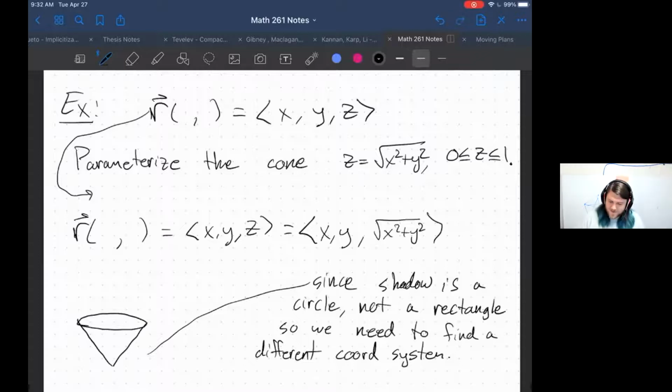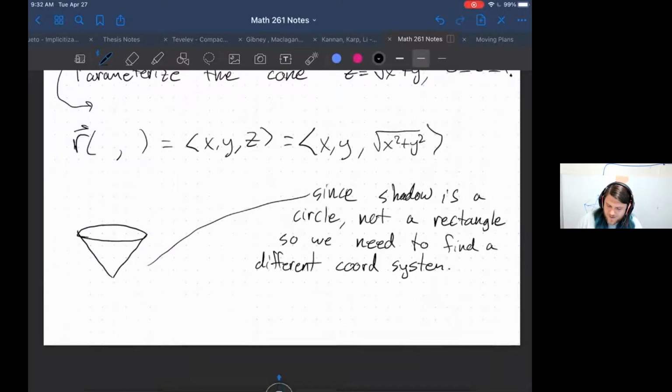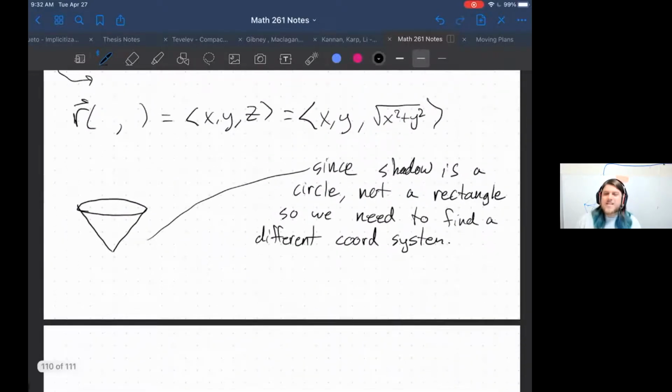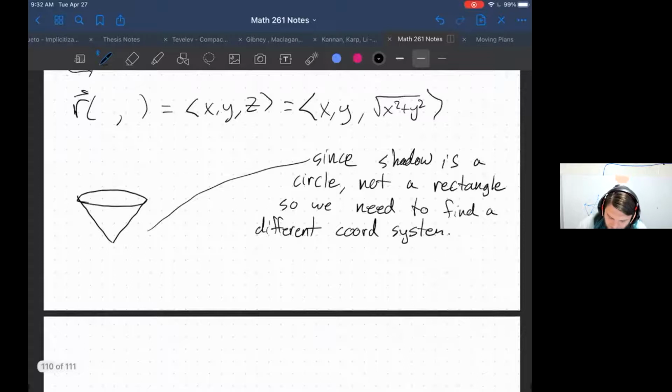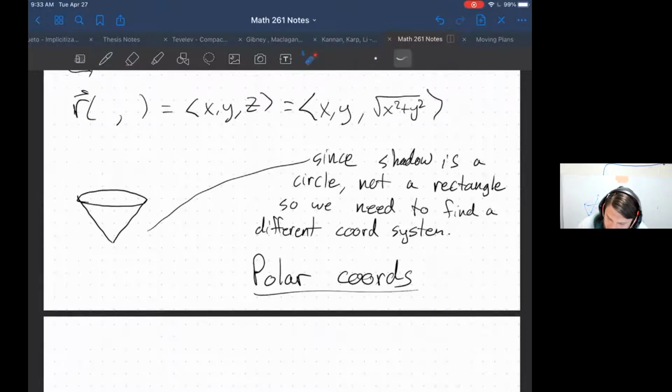Hopefully I've talked long enough that maybe a certain coordinate system has popped up into your head. The thing that deals with circles very well is the polar coordinate system. And if circles didn't clue you in to polar coordinates, maybe the square root of x squared plus y squared clues you in. We don't want to deal with that in Cartesian, but in polar coordinates, that's very easy to deal with.